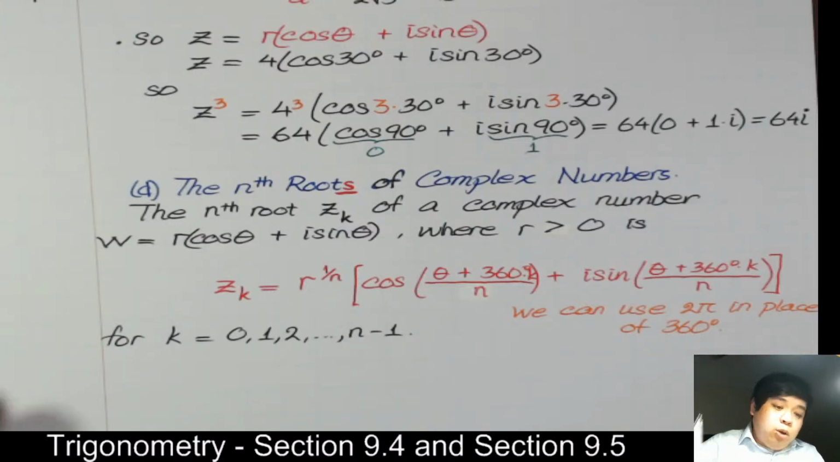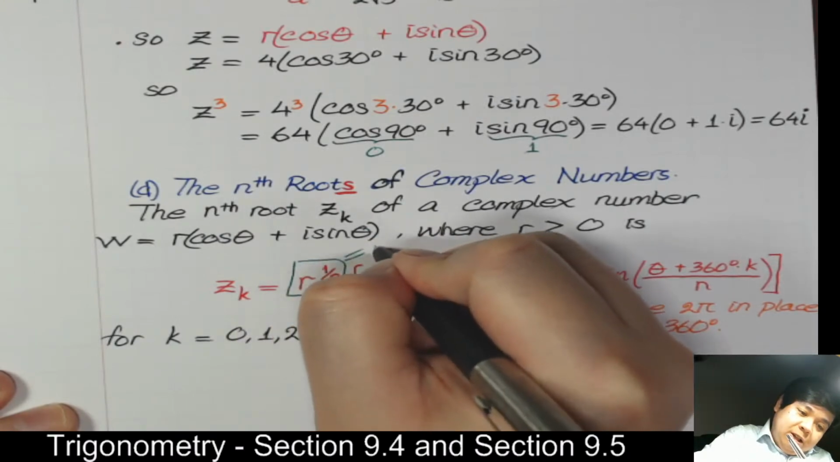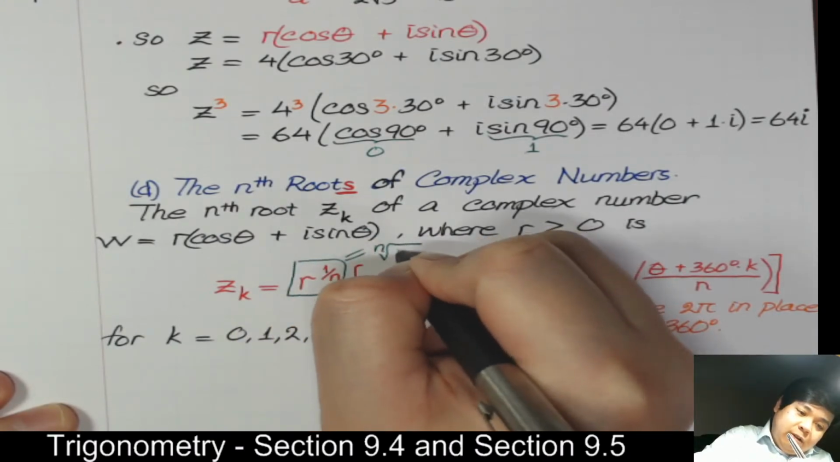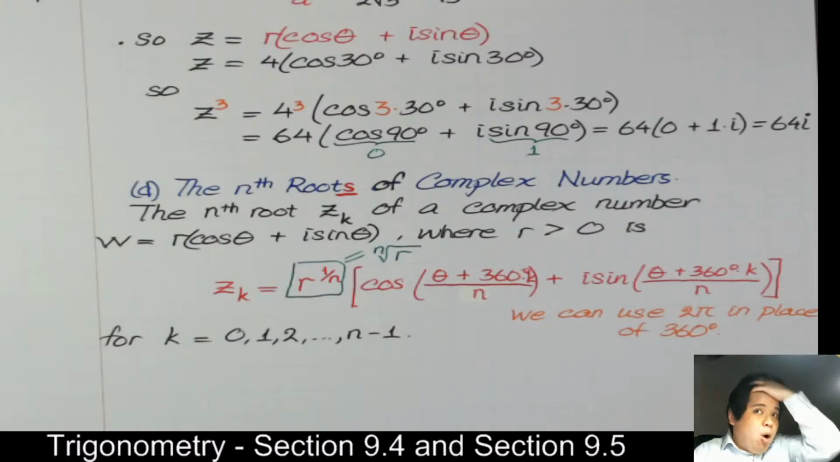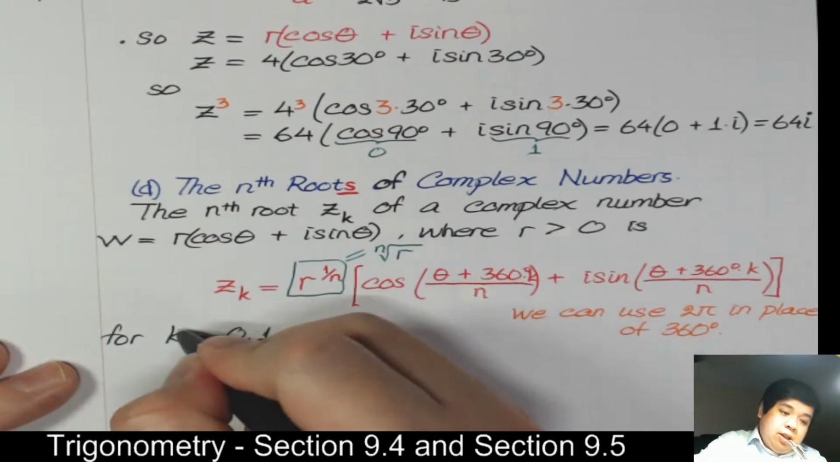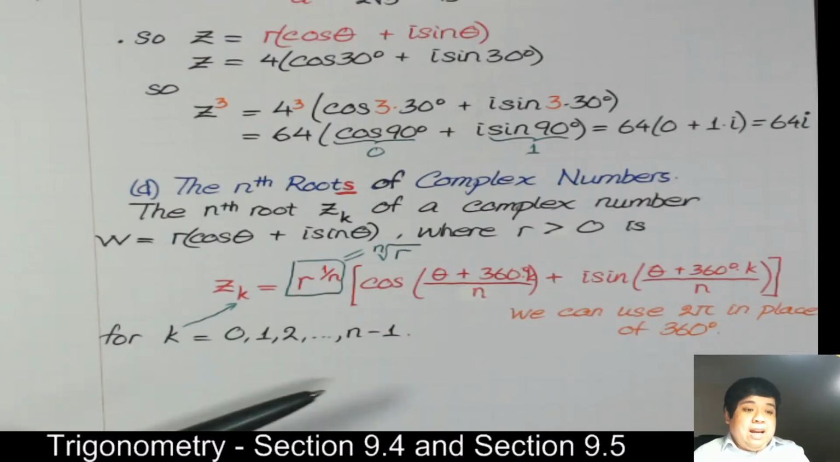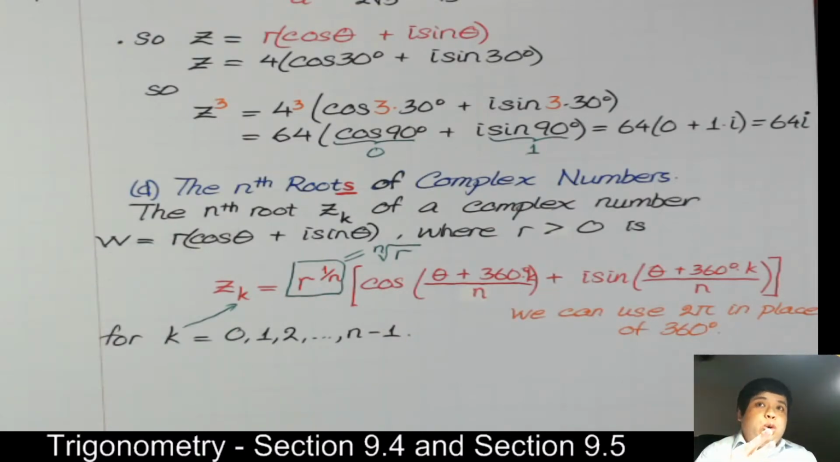So the first thing we do, by the way, this is the same thing as the nth root of r. So we take the modulus and then take the nth root. That's the first thing. And then this k, we take the values from 0 to n minus 1. So there will be n answers. So there will be 3 cube roots, 2 square roots, 4 fourth roots, and then you get the idea.